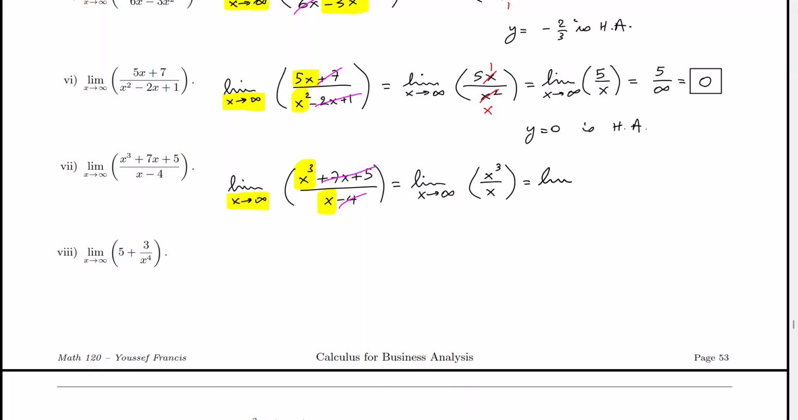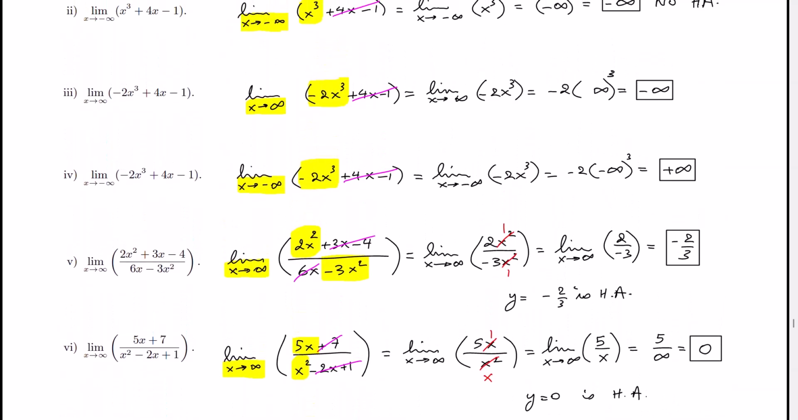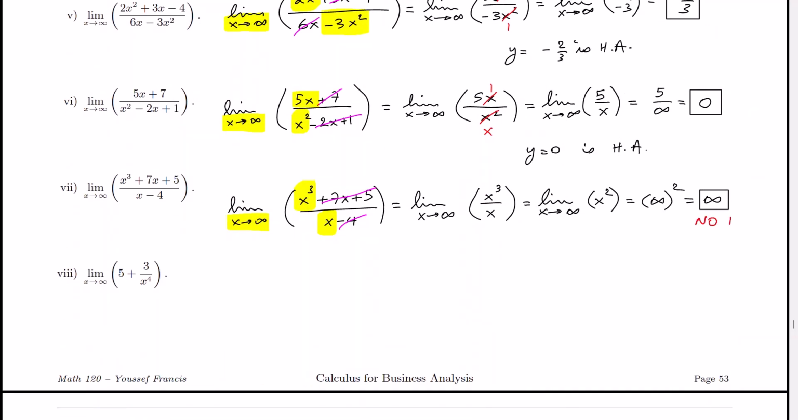And obviously we can reduce this to lowest terms. When you divide x cubed by x, you just get simply x squared. And so this is going to be infinity squared, which is infinity. So in other terms, the limit does not exist. So the function does not have a horizontal asymptote. Just like the first few that we did where we had polynomials, all of those have no HAs. So this one has no HA, this one has no HA, no horizontal asymptote for those functions. And similarly, this one again has no horizontal asymptote. So the function (x cubed plus 7x plus 5) divided by (x minus 4) does not have a horizontal asymptote.